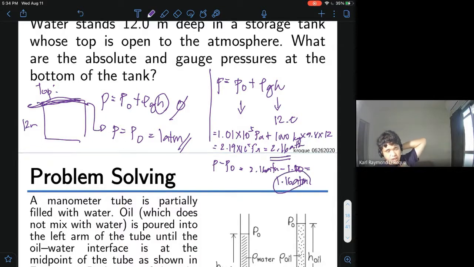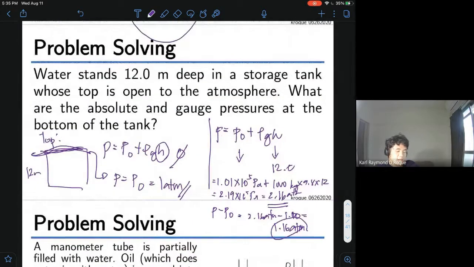Okay. Nagets yung difference ng gauge pressure tsaka absolute pressure. Wala lang, para lang hindi kayo malito. You get it? Yes, no. Difference between gauge and absolute pressure. Okay, sige, that's good.